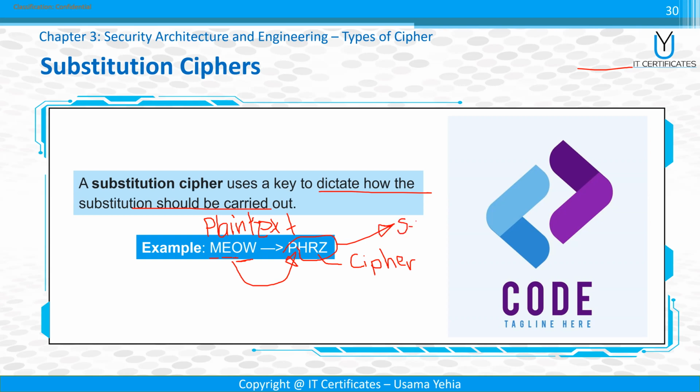But what is the key? We mentioned we must have a key and an algorithm. What is the key? Or what is the relation between these characters and these characters? There are 3 letters ahead.